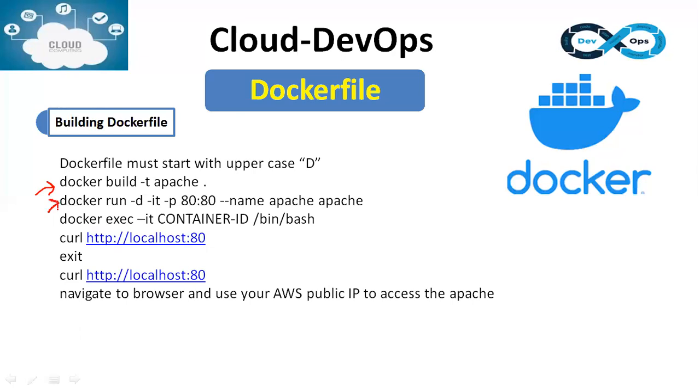This is the command to run the image we have seen in the previous session. And to log into the container, this is the command: docker exec -it container id /bin/bash. You can get the container id once you run the docker ps command. Once you log into the container, you can validate whether the service is running or not using this command. Or you can run the same command from the Docker host, that is nothing but the AWS Ubuntu machine. And you can even validate from the browser using the AWS public IP address.